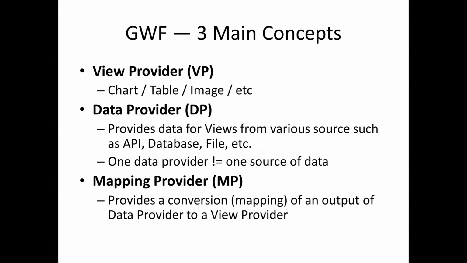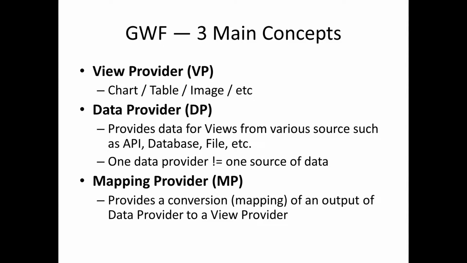A mapping provider is essentially a class which contains either one function or multiple functions, depending on how many conversions you want to do. So you could have a one-to-one conversion, for example, from one data provider to one view provider, or you could have a conversion from one data provider to multiple view providers. Or alternatively, you could have a conversion from multiple data providers to one view provider. So essentially it's many to many, one to many, all of those combinations.